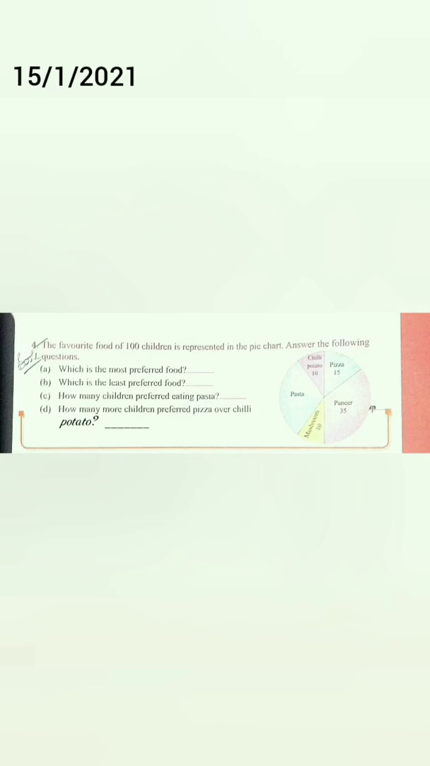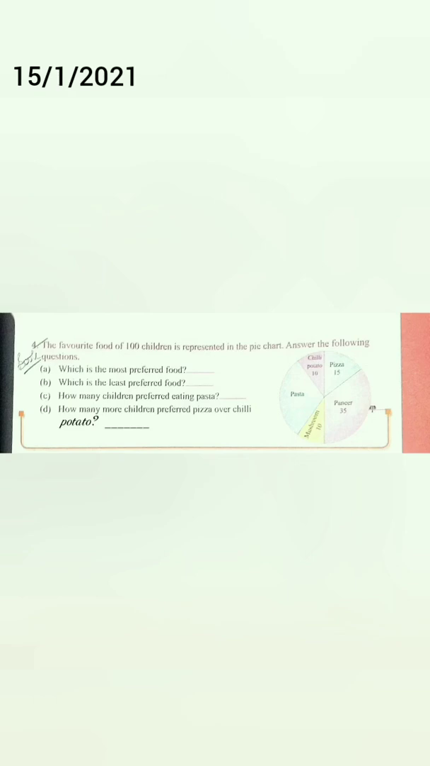Now part B is which is the least preferred food. For answering this part, we will find the food liked by the minimum number of students. According to the pie chart, chili potato and mushroom, both food items, are liked by the minimum number of students. So the answer is chili potato and mushroom.